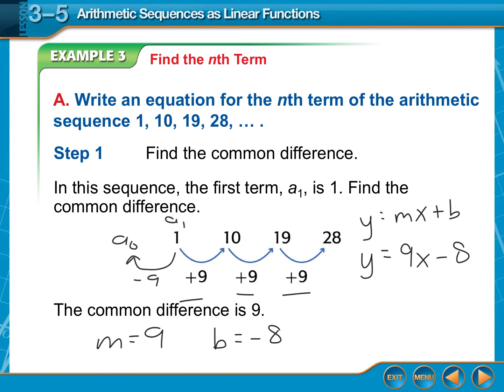If I wanted to find the 10th term, what do I do? Find a sub 10. Multiply 9 by 10. Yes, plug in 10 for our x. Are there any questions over setting up this equation? Good? Okay.